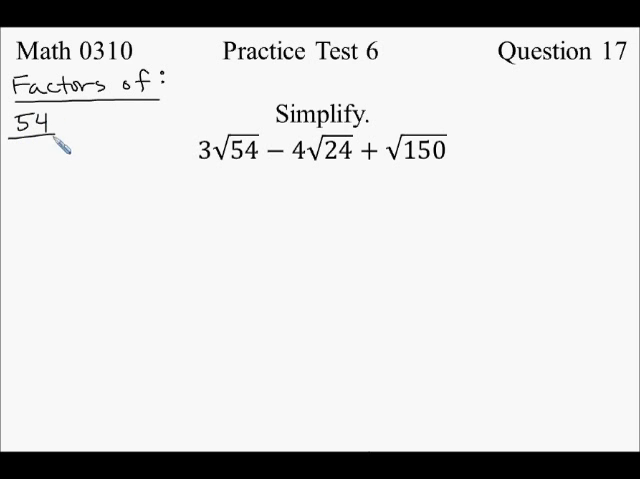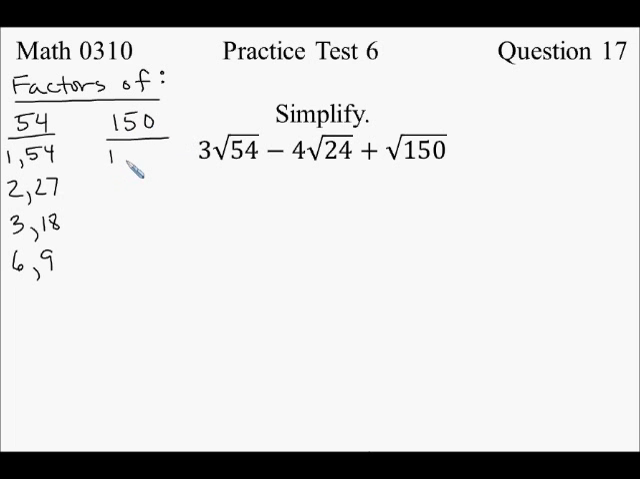So the factors of 54, we have 1 times 54, and we have 2 times 27, and 3 goes into 54 also. 3 times 18 would give us 54. 4 does not go in, 5 does not go in, but 6 goes into 54 9 times. 7 does not go in, and 8 does not go in as well. So here, these are the possible factors of 54. And let's go ahead and list all our possible factors of 150. A few more of those here.